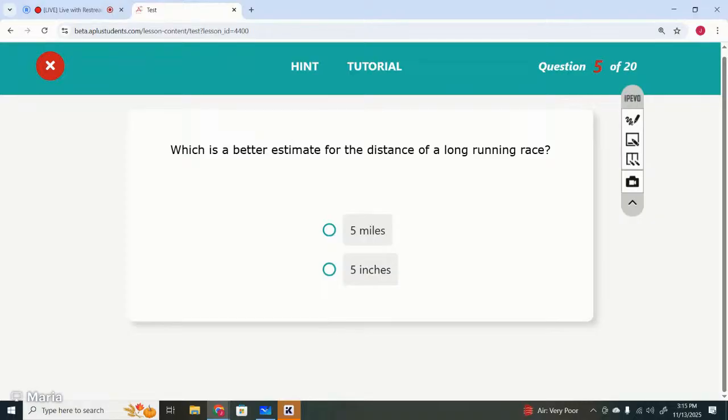Which is a better estimate for the distance of a long running race? Long running race. 5 miles, 5 inches. That's a long running race, so it must be 5 miles. Miles is a bigger unit. Inches is a smaller unit, right?